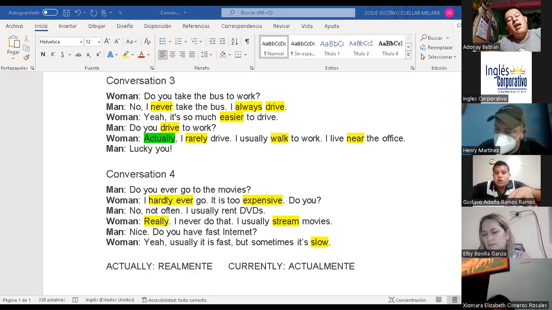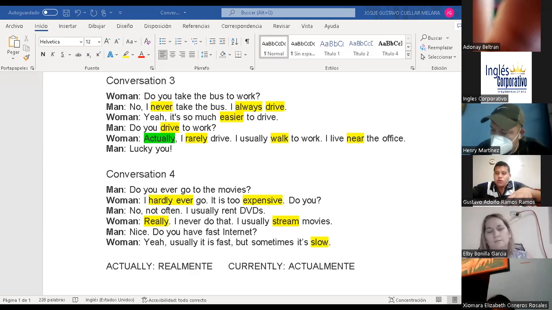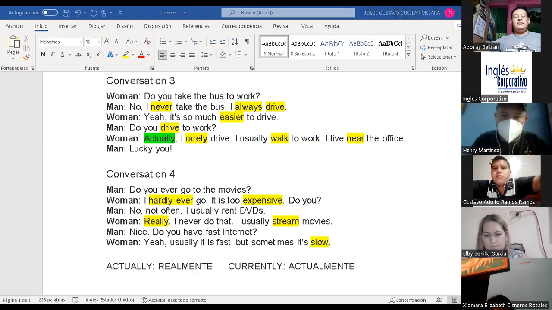Bien, tomemos captura, please. Ya estamos a unos 40 y tantos minutos de terminar.